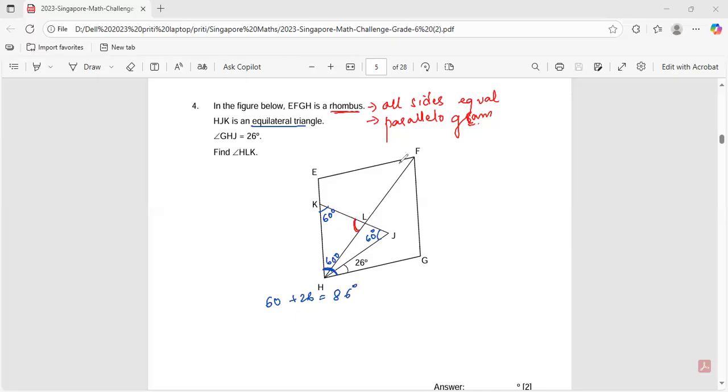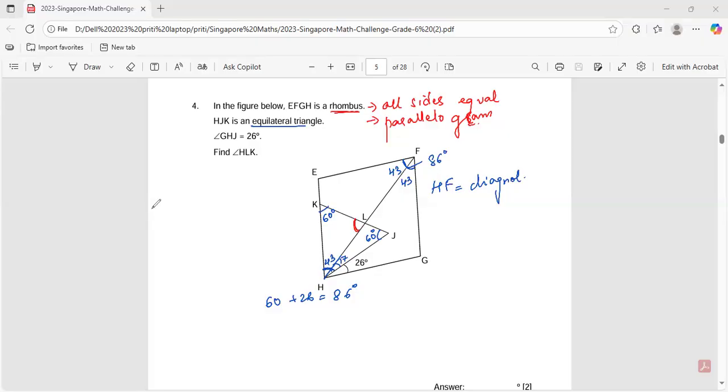Since this is also a parallelogram, opposite angles are equal. So this whole angle F is 86 degrees. Now, HF is the diagonal. For a rhombus, the property also says that the diagonals bisect the angles at the vertex. So bisect means if this is 86, this becomes 43 and this becomes 43. Same thing here, this whole angle is 86. So we can say that this is 43, this is 17 and this is 26.